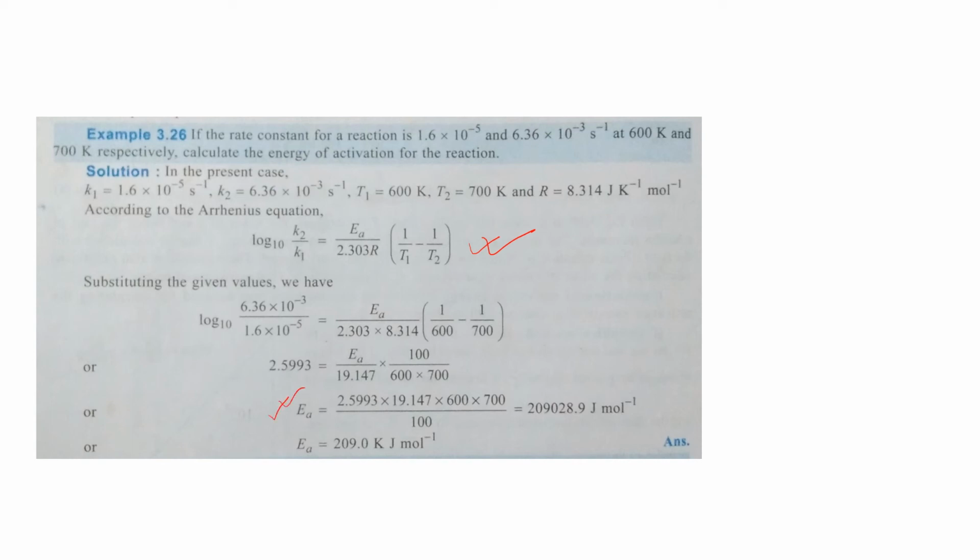So this is coming 209.0 kJ mol⁻¹. Just write the formula and put the data in the formula, and you'll get the answer. Now the slope of the line in the graph of log10 K, where K is the rate constant, versus 1/T for the reaction is −5841 K. Calculate the energy of activation for this reaction, where R is given.